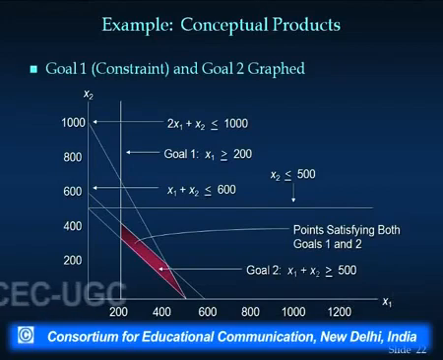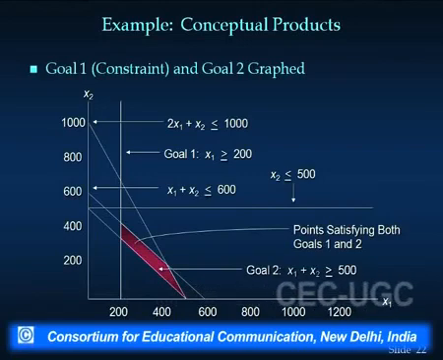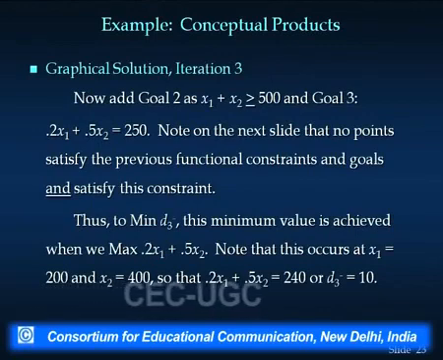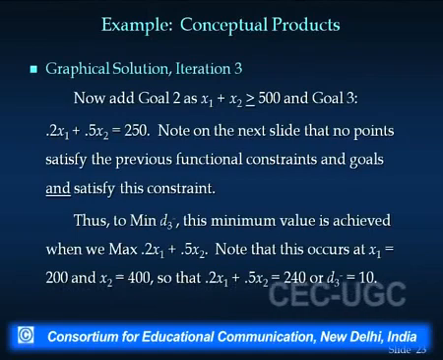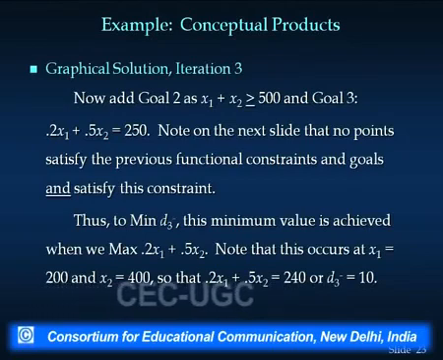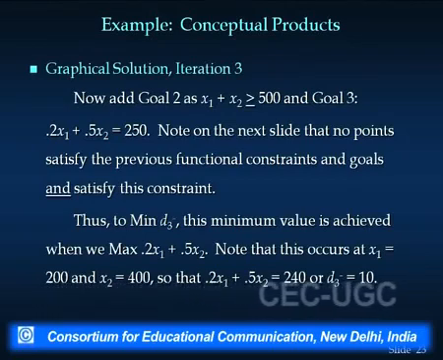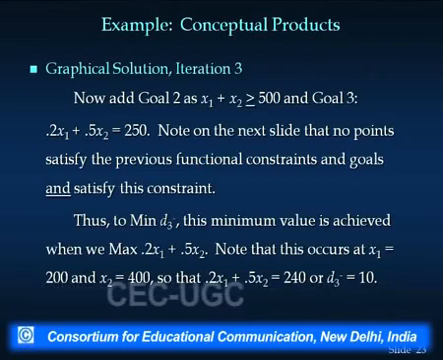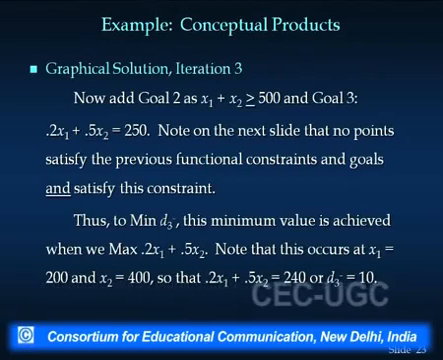Now we will see the maximum profit also, the third goal. Maximum profit of 2,50,000. How to mark it, we will see. Now the third goal. Now add goal 2 as x1 plus x2 greater than or equal to 500 and goal 3, 0.2 x1 plus 0.5 x2 equal to 250. Note on the next slide that no point satisfies the previous functional constraints and goals and satisfies this constraint. It means that goal 3 is not possible to be achieved.